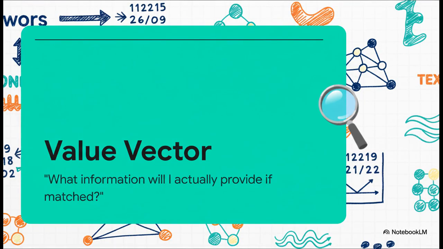And finally, you have the value vector. This contains the actual information, the real substance, that a token will share if its key is a good match for a query. So the model is constantly comparing every token's query with every other token's key. The stronger that match is, the more of that token's value gets blended into the final output. That's literally how it decides which words to pay attention to.